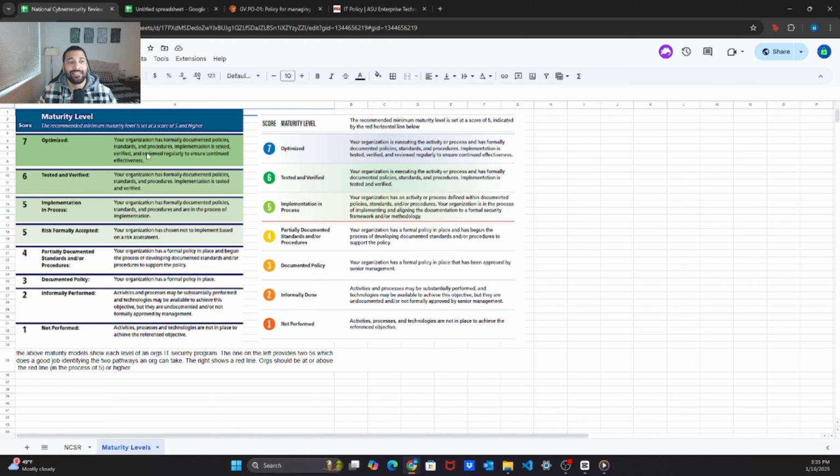That means that you have an established cadence of regularly auditing your security controls, doing gap analysis, understanding what is missing for the security controls that you need to implement, and continuously improving upon that security control for improved effectiveness, and basically optimizing that process, that security control, standard, procedures, whatever it is.